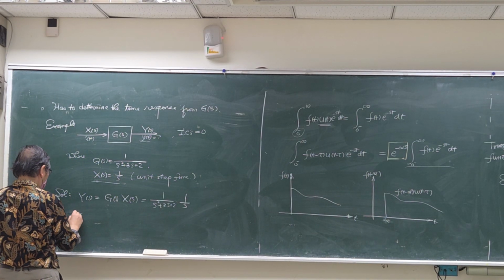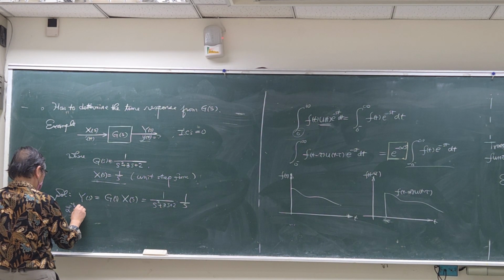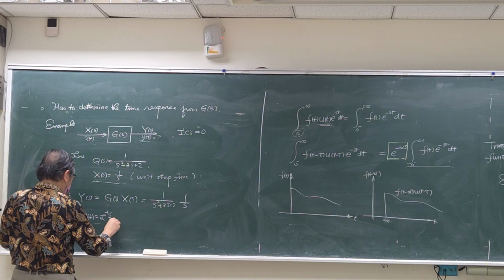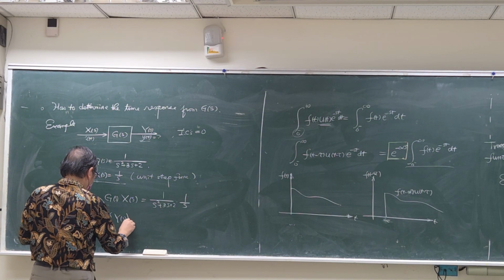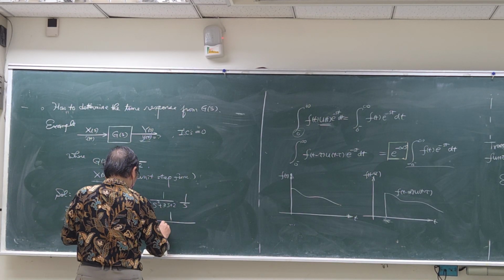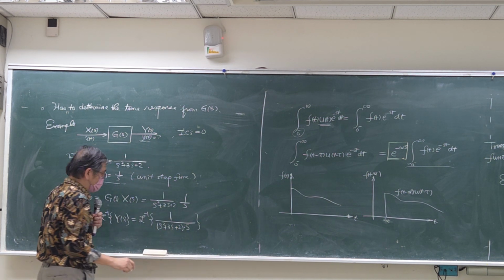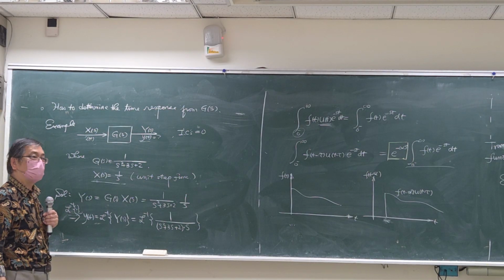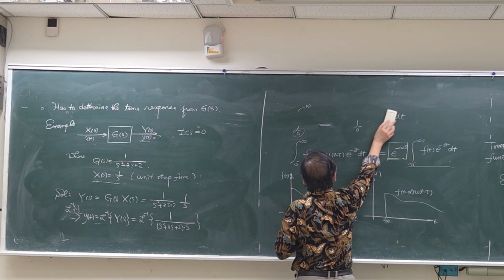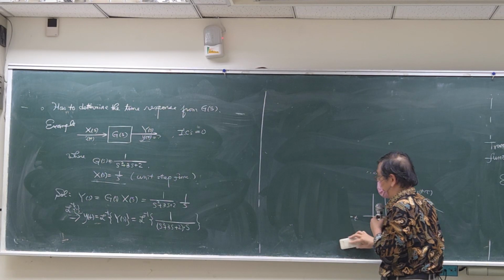Then for the output, we have to take the inverse Laplace transform to obtain the output. So y of t, that is the inverse Laplace transform of Y of S, is equal to the inverse Laplace transform of 1 over S squared plus 3S plus 2 times 1 over S. But what is the next step we are supposed to do?